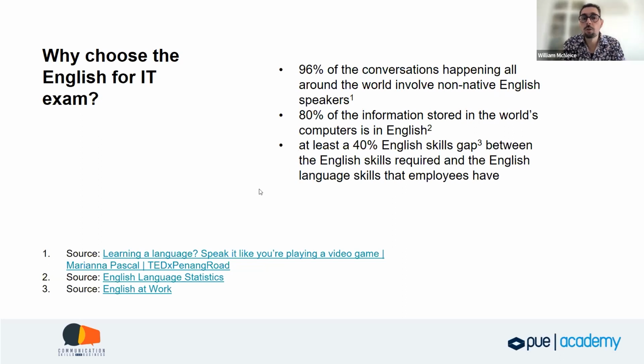Now, why English for IT specifically? 80% of the information stored in the world's computers is in English. So it's very important if you work in IT to be able to understand that 80% of information. And from an employer's perspective, there is at least a 40% English skills gap between the English skills that they require and the English language skills that the employees have. So what this means is that IT companies are looking for people who speak English, but they cannot find them.